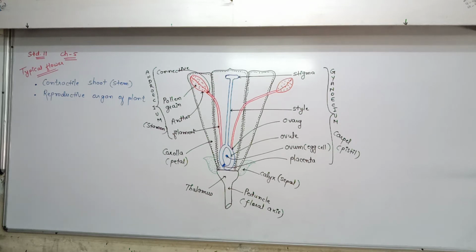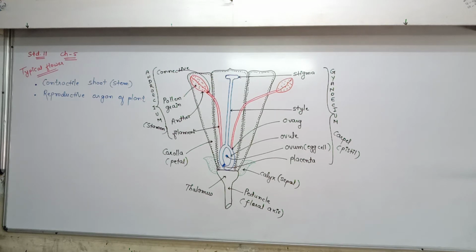So the main aim for this is that 5 times when you draw the diagram with the labeling, then you can easily understand each and every part of the flower known as which name. And then remaining 5 times diagram, you can make a practice to draw the diagram as fast as possible. Clear? So you can make a practice for that, okay?